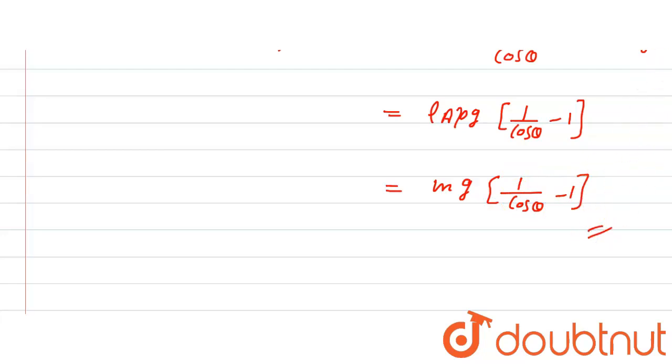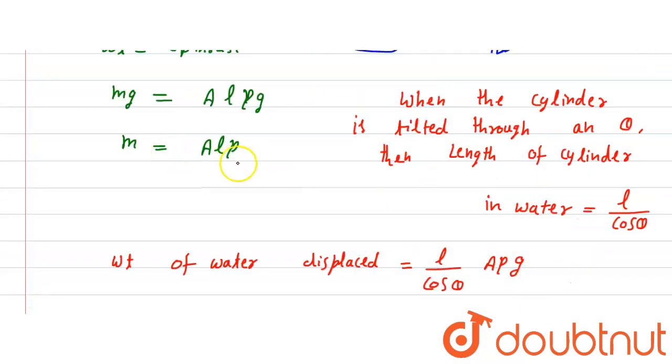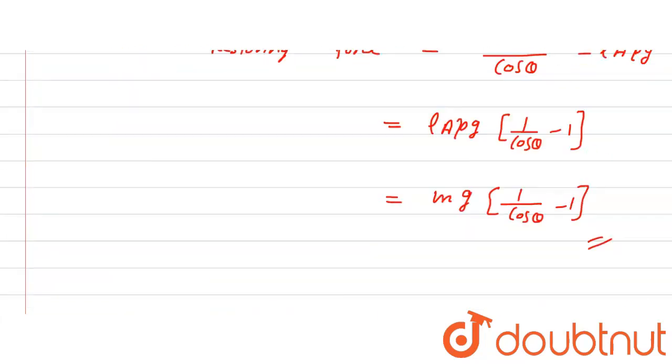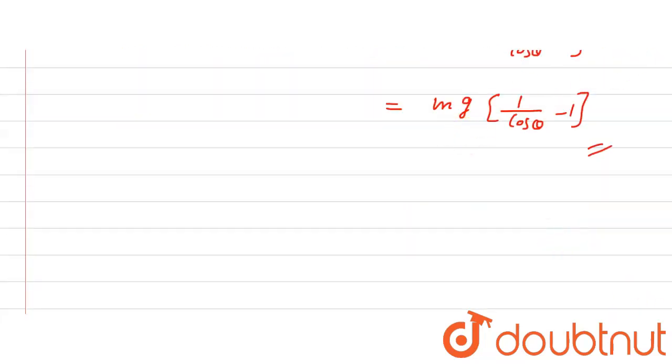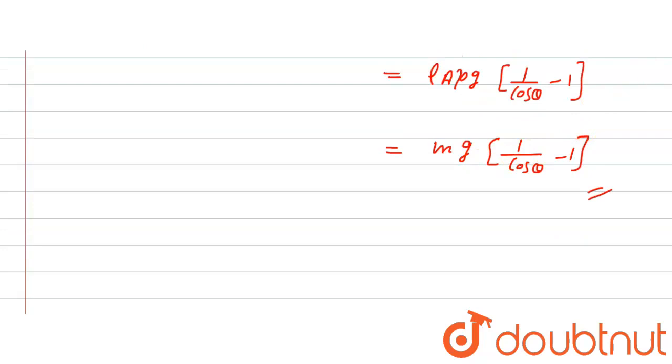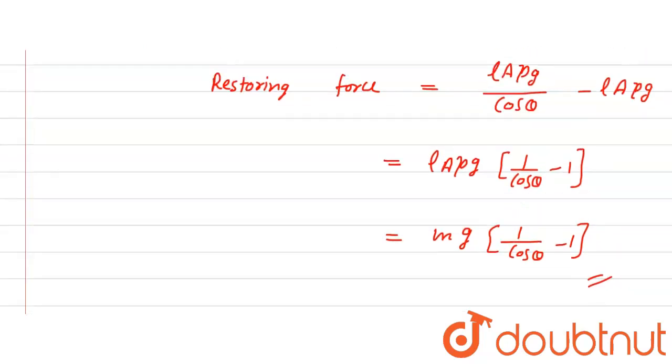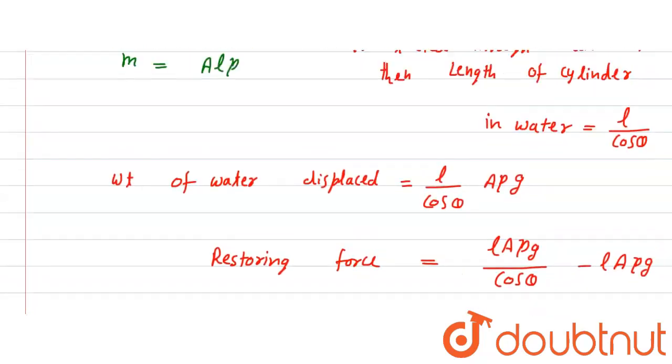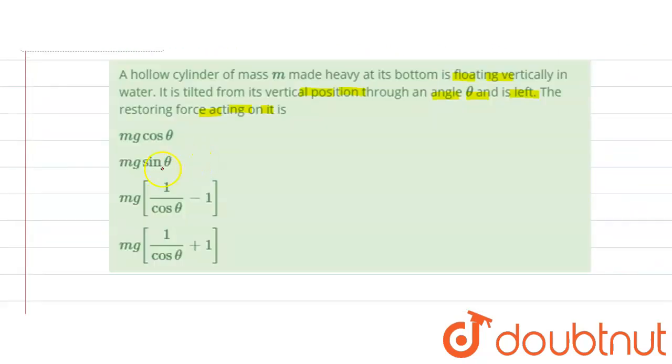This is the solution. Here we found m as A L density rho, so we put this value A L rho. Now we check which option is right. That means the third option is right. This is the solution to this question, guys.